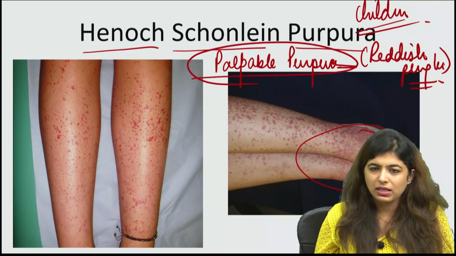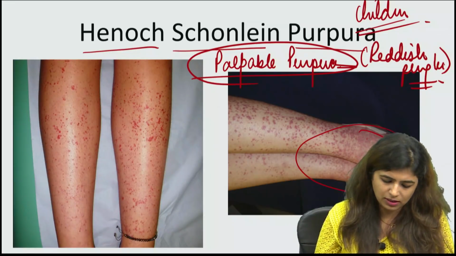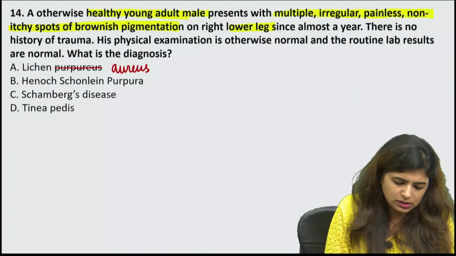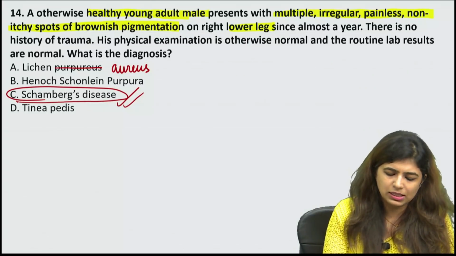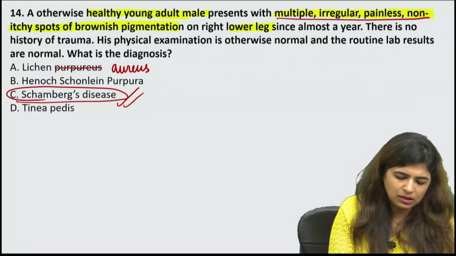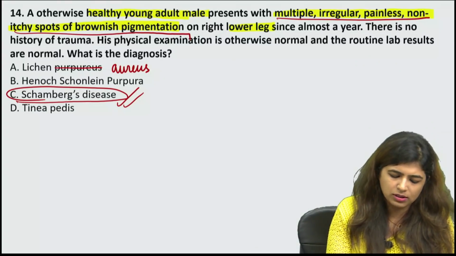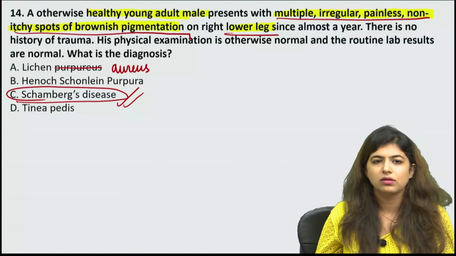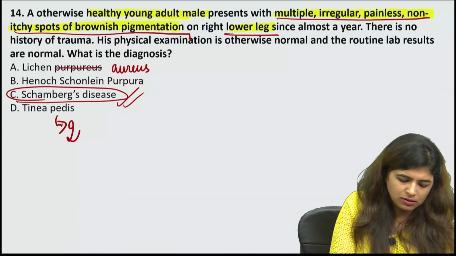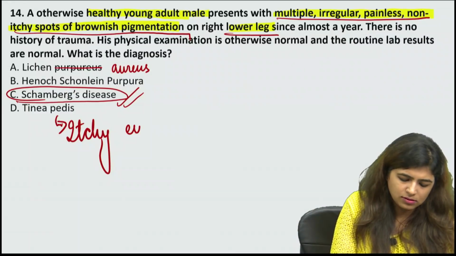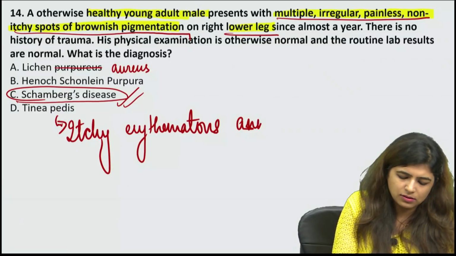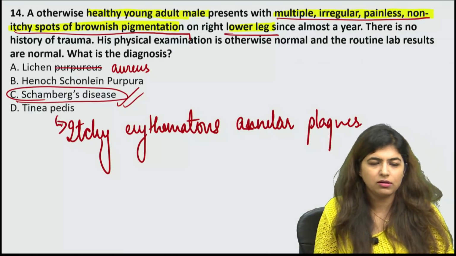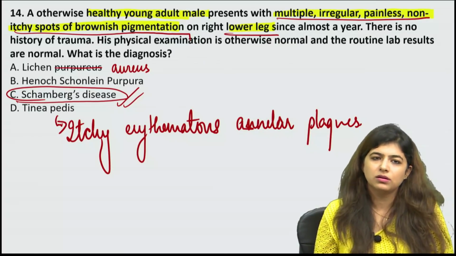Clear? So even by virtue of the image and the text, we come to the diagnosis. The diagnosis here for our answer is Schamberg's disease. Multiple asymptomatic non-itchy brownish spots on the lower leg. Tinea pedis would be itchy, erythematous, annular plaques. Clear to everyone? Good.